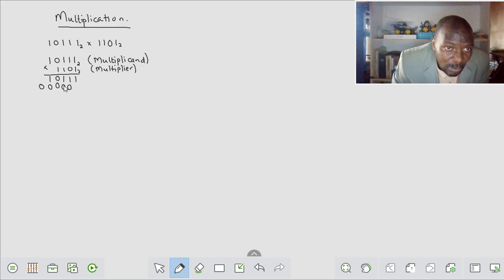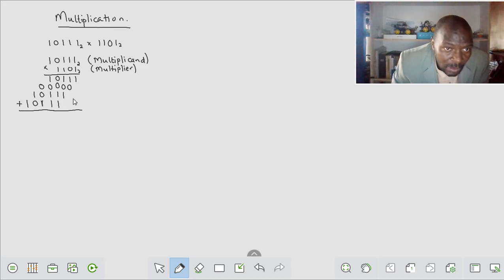Now the multiplier is a 1, so we load the multiplicand. The multiplier is a 1 again, so we again load the multiplicand. I either load the multiplicand as it is or load zeros, according to whether the multiplier is a 0 or a 1. So I load the multiplicand. All I do then is add.